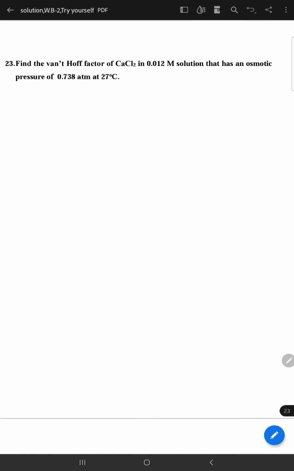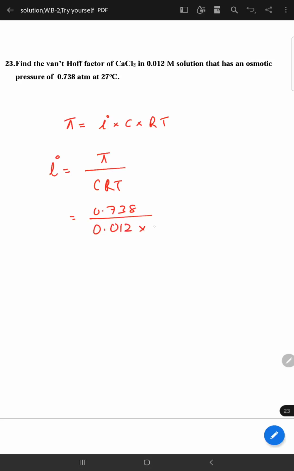Coming to question number 23. You read that. Find the Van 't Hoff factor for calcium chloride they are asking. Of course the osmotic pressure formula is given. Pi is equal to I into C into RT. This is the formula. So we have to find out I, the Van 't Hoff factor. So I equals pi by CRT. Osmotic pressure is given 0.738. C means concentration, it is given 0.012 molar, into R value, gas constant 0.0821, into temperature. You have to convert 27 degrees Celsius into Kelvin. It becomes 300 Kelvin. If you simplify this, you will get I value as 2.5. So 2.5 is the answer for question number 23.